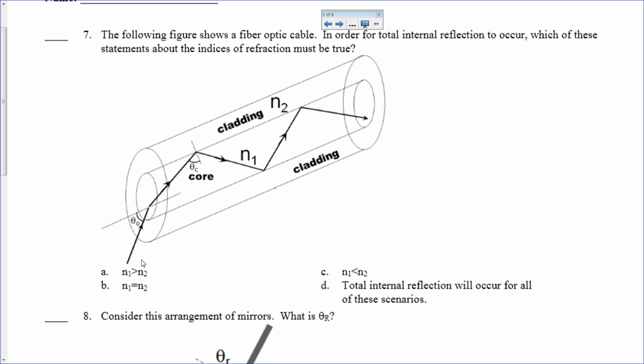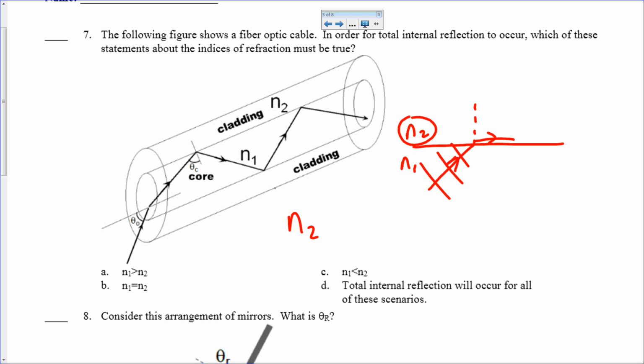Following shows a fiber optic cable. In order for total internal reflection to occur, which of these statements about the indices of refraction must be true? Remember, for total internal reflection to occur, the ray of light has to bend away from the normal. So if I think about my wave front coming over here, that means that it's going to be traveling faster in n2 than it is in n1. That means that the index of refraction in n2 is less than n1. Now let's see, that's A for number 7.